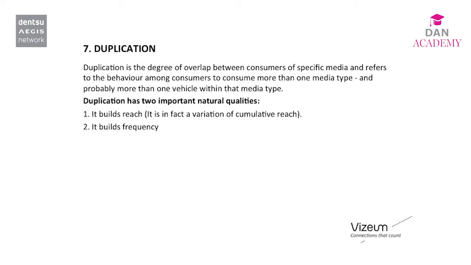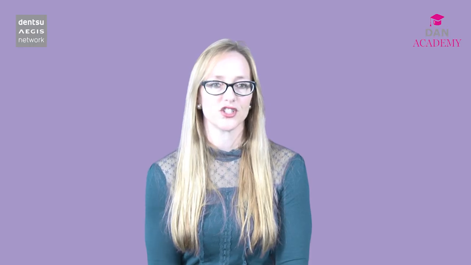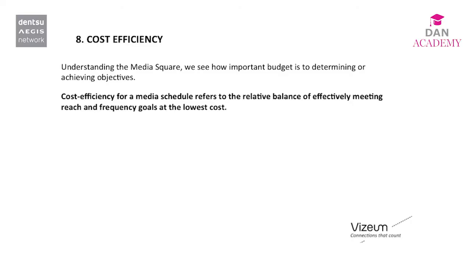So if your objectives are reach-based, you would try and look for channels that don't offer high duplication. Cost efficiency. Clients always want to know that your schedules are cost efficient. So when adding all the other elements, very often cost efficiency may help you define whether you would select a title or a channel or a program.